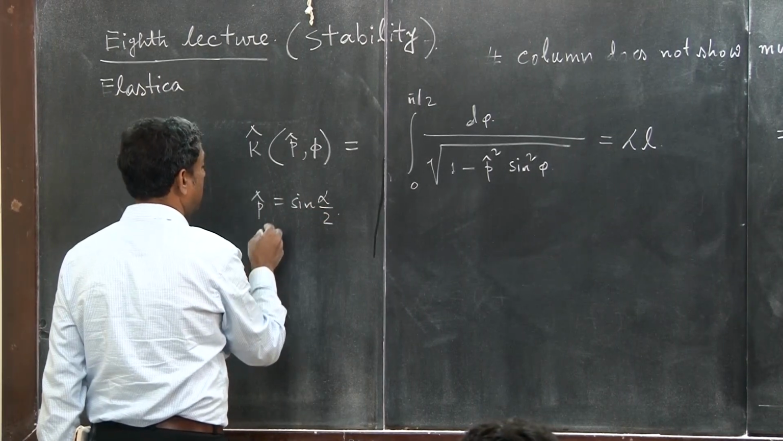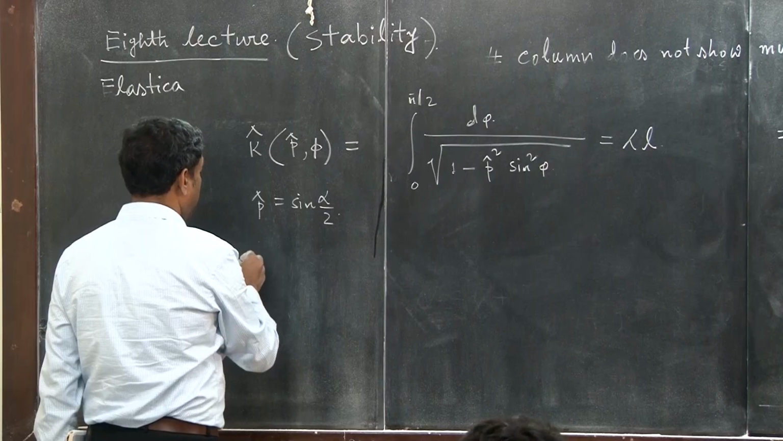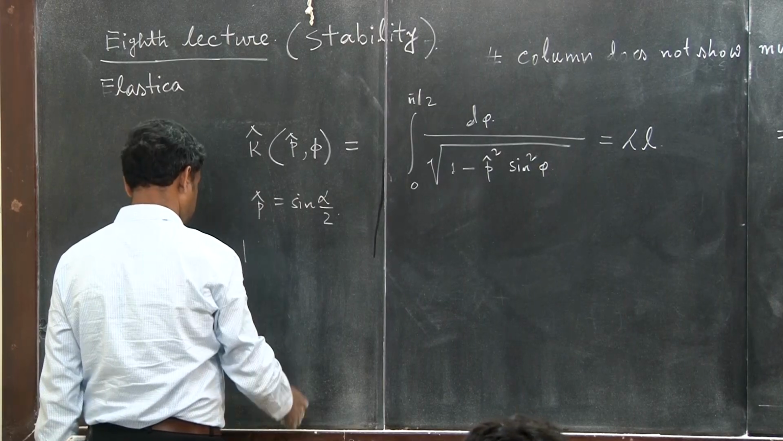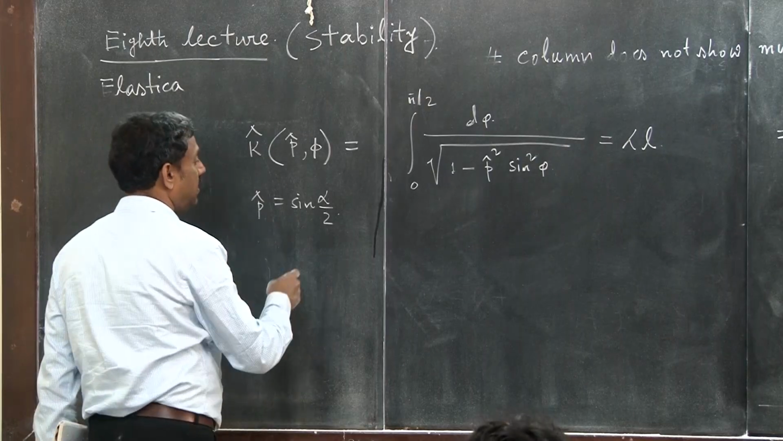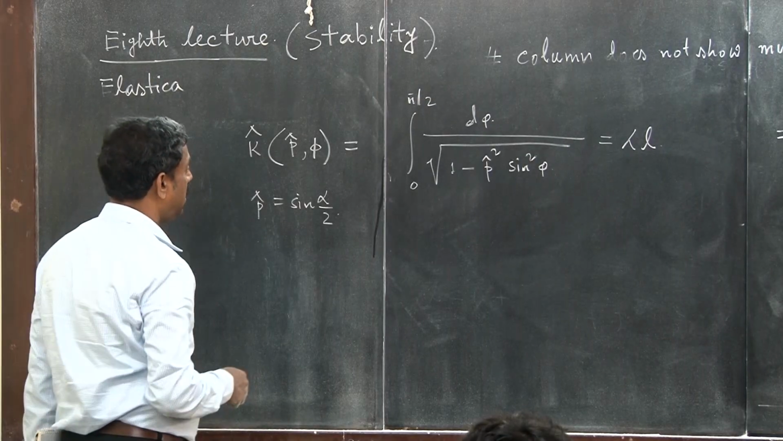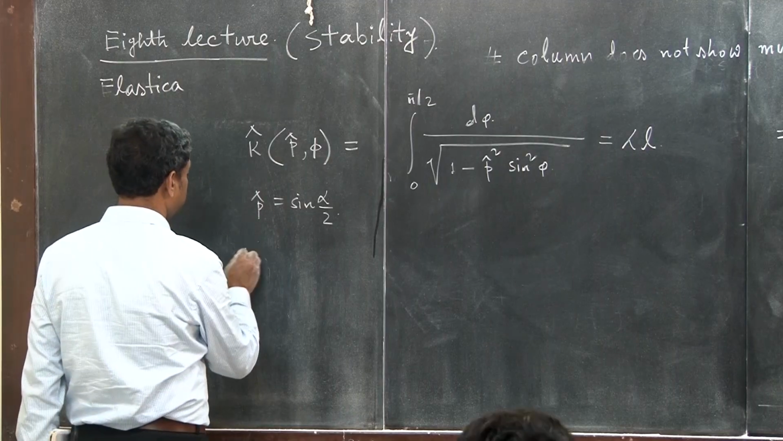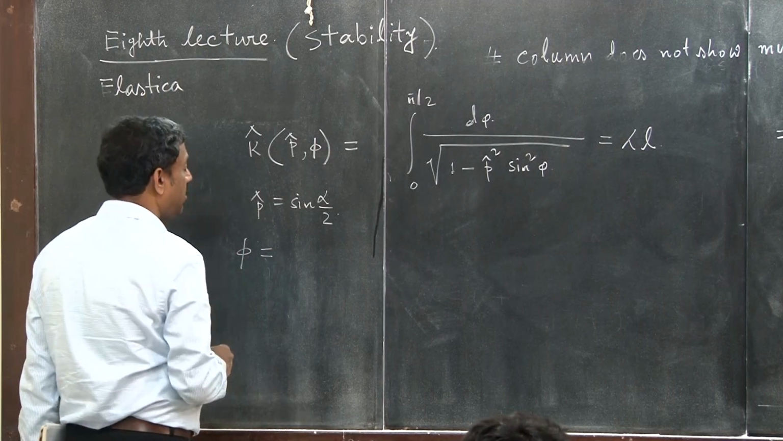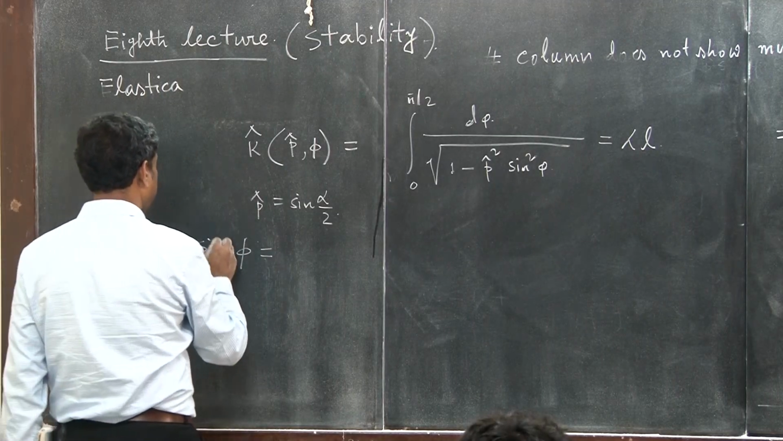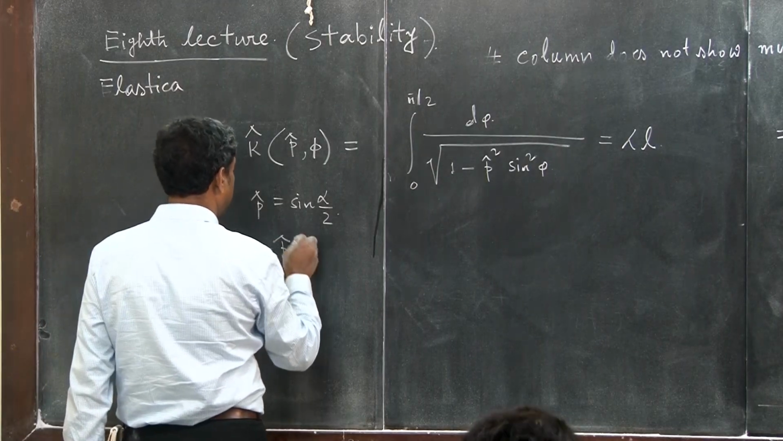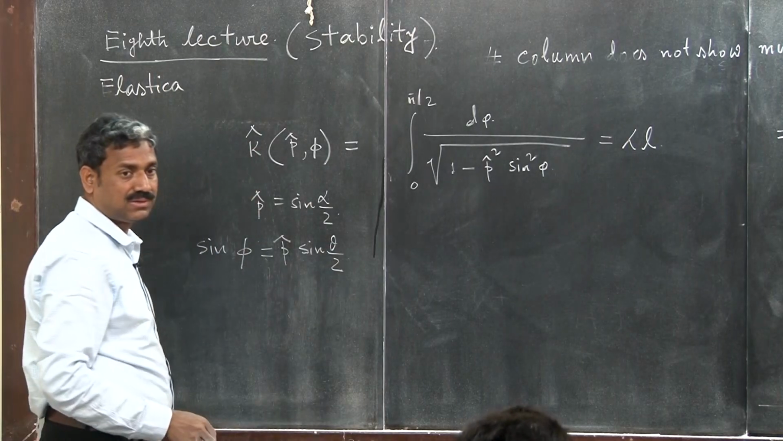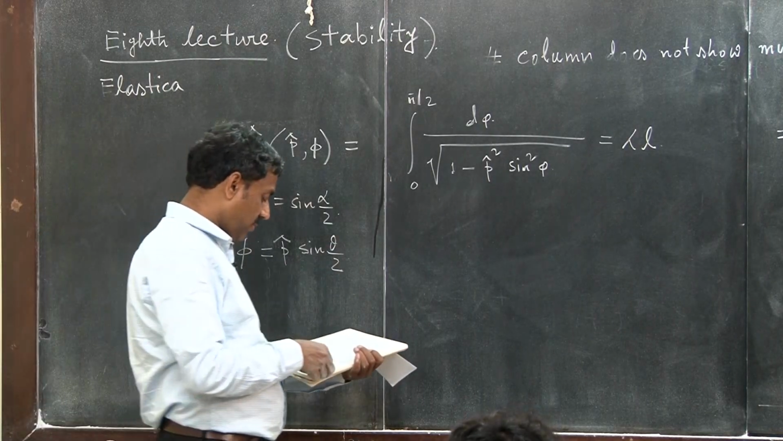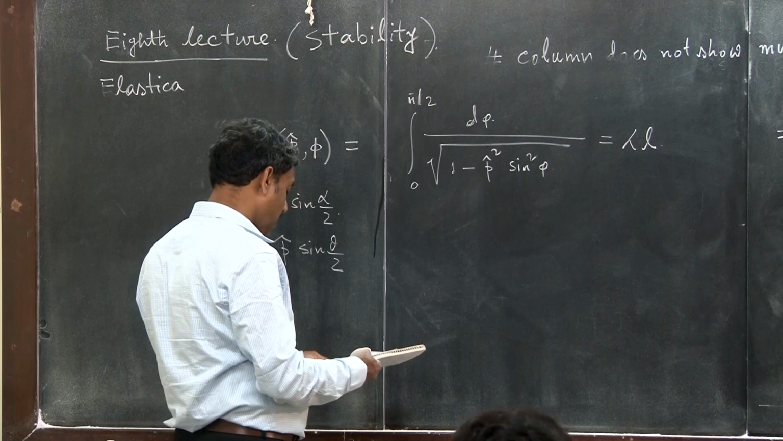And phi we have decided, right. What was phi? Sin phi is nothing but sin theta by 2 over P cap, something like that. From there you can find out any critical load.